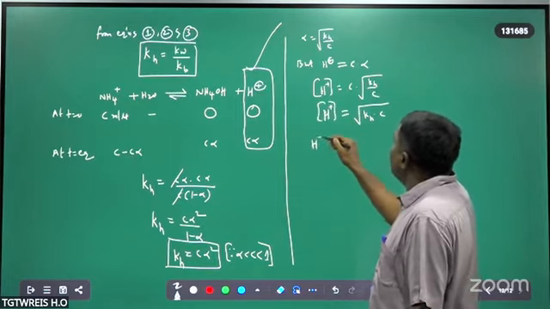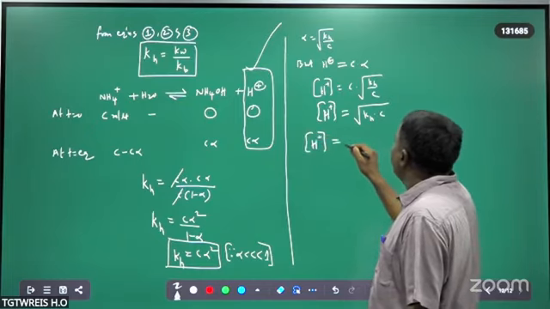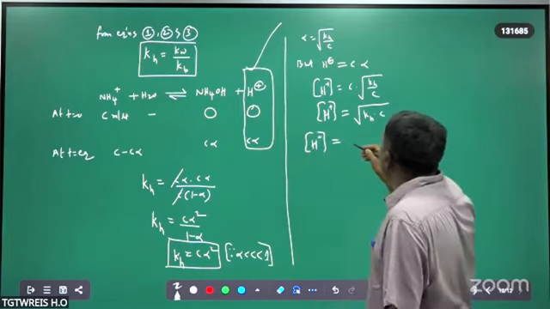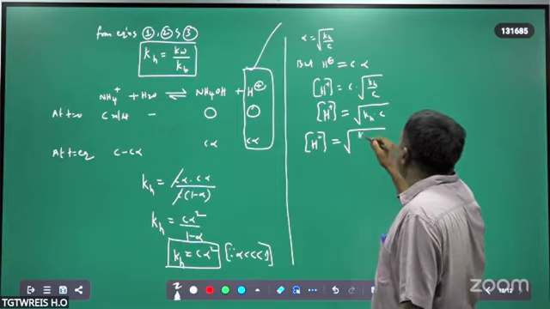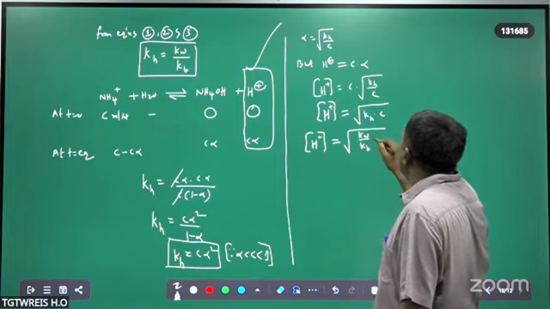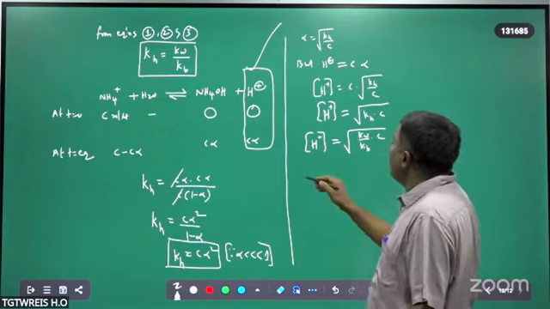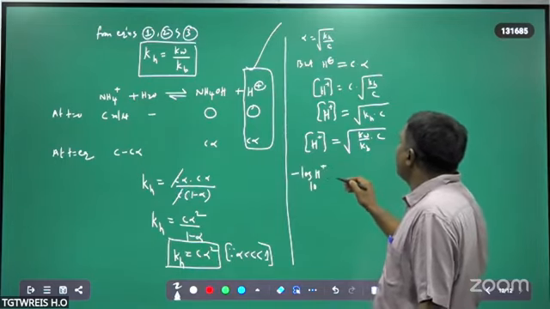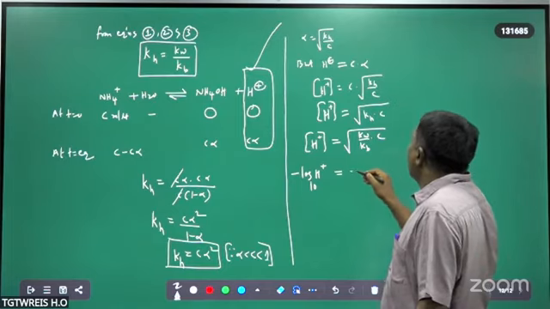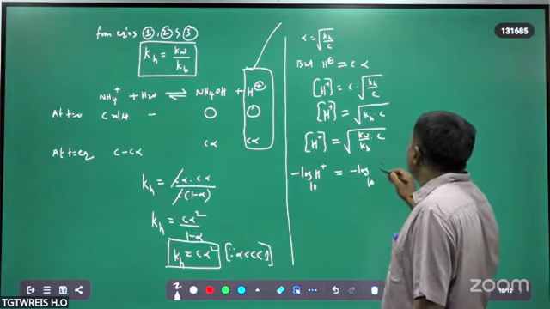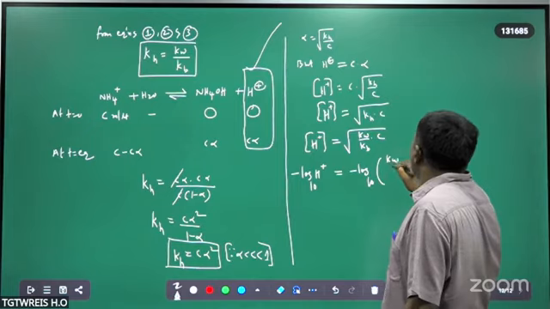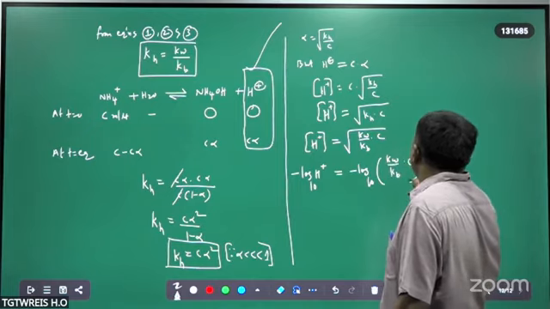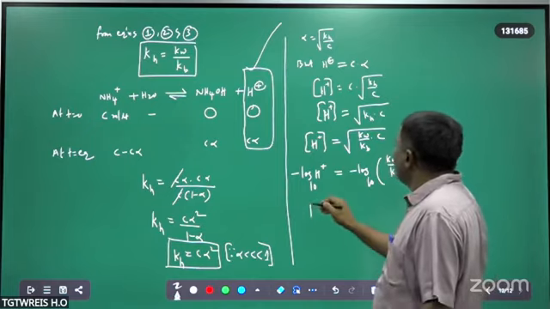H plus ion concentration is equal to, KH is Kw by Kb, so square root of Kw by Kb into C. So by applying negative log, minus log base 10 H plus, you will get the pH. It is equal to minus log base 10 of Kw by Kb into C power 1 by 2.